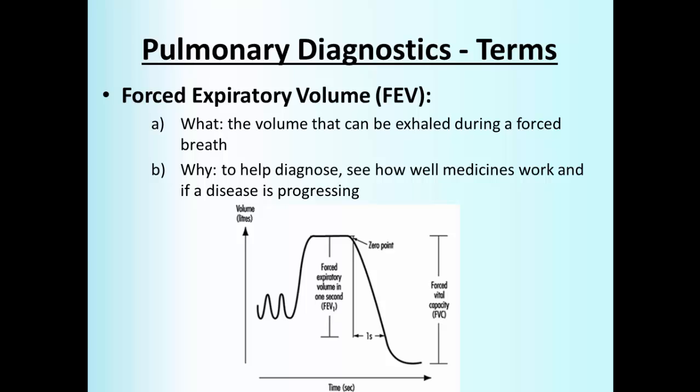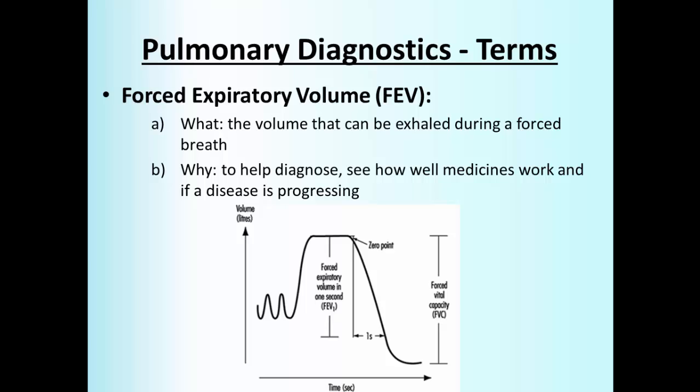Forced expiratory volume is the measure of how much air a person can exhale during a forced breath. The amount of air exhaled may be measured during the first, second, or third seconds of the forced breath. These are referred to as FEV1, FEV2, or FEV3. We do this for the diagnosis of obstructive lung diseases such as asthma and COPD.